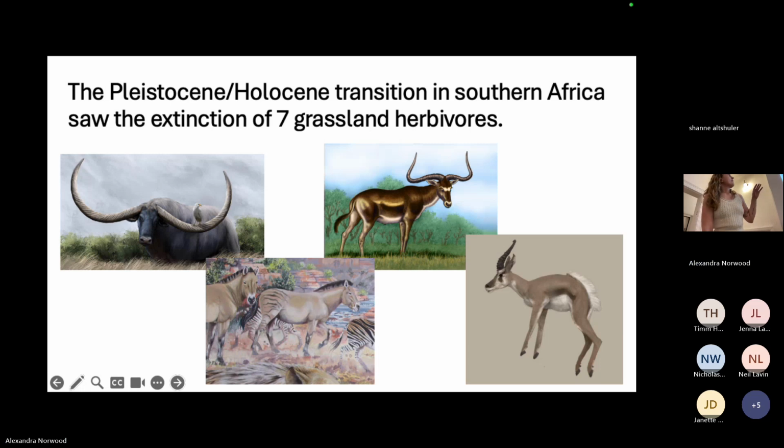And these extinctions are associated with this period of climate change where, perhaps you've heard of the last glacial maximum about 20,000 years ago, which was this very cold period, into the start of the Holocene about 10,000 years ago. We have continuous warming. So people have hypothesized that that warming is causing environmental change, and that's causing the extinction of these grazers.